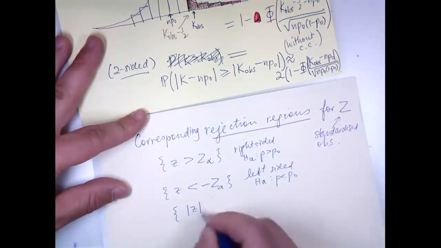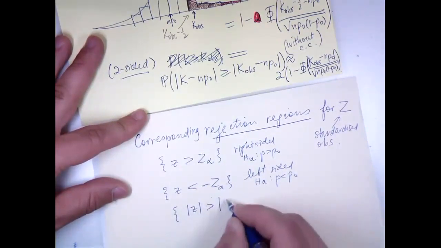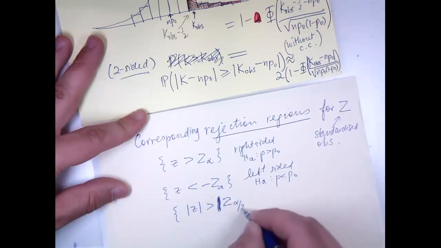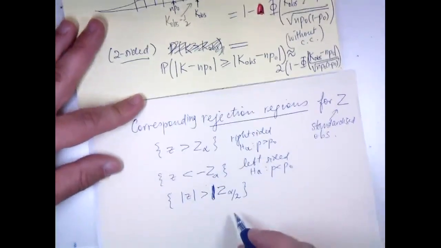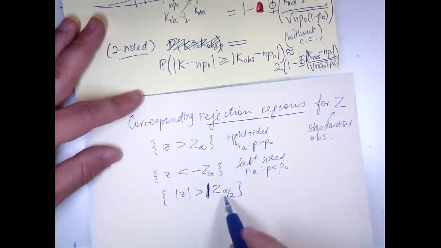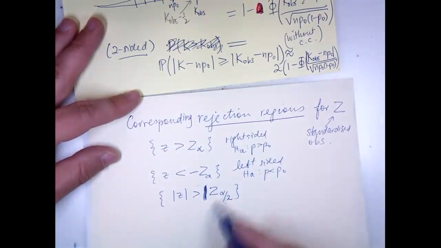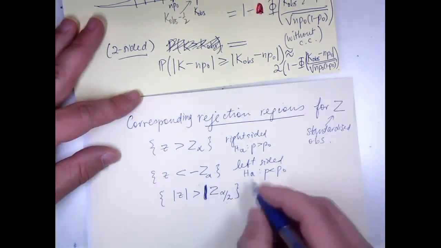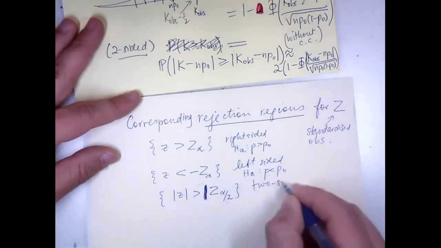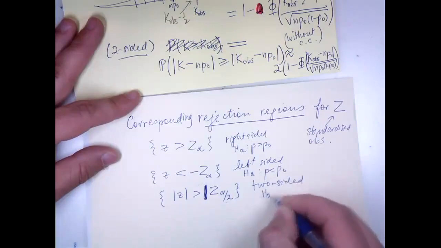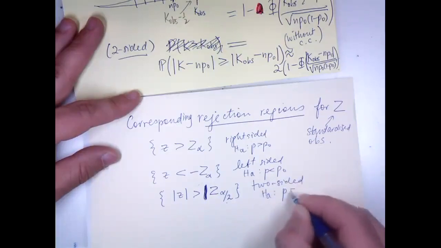absolute value of Z bigger than, well, I don't need to do it. Remember our convention, when I put a subscript here, that's not quite the quantile alpha over 2, that's the quantile 1 minus alpha over 2, because I want a positive number. So that is the two-sided case, HA, p not equal to p0.